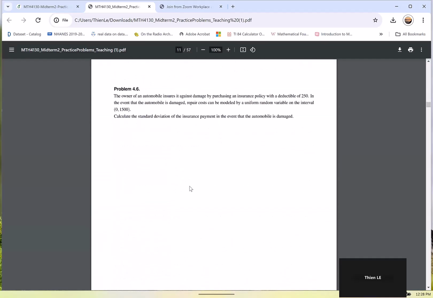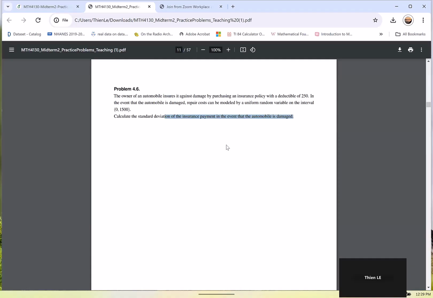Number 6. The owner of an automobile insures it against damage by an insurance policy with a deductible again. In the event the automobile is damaged, the repair cost can be modeled by a uniform random variable on the interval 0 to $1,500. Calculate the standard deviation of the insurance payment in the event the automobile is damaged.